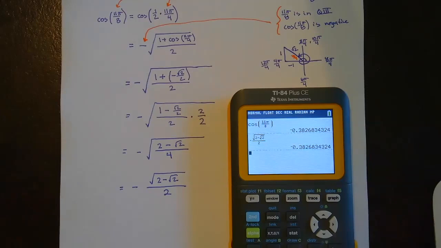And the calculator, to be honest with you, is really doing an estimation. The calculator does not know how to find cosine of 11 pi over 8 in some special way. It actually uses calculus to figure this out, and somebody has programmed calculus into this calculator. All right, let's go on to example number 2.